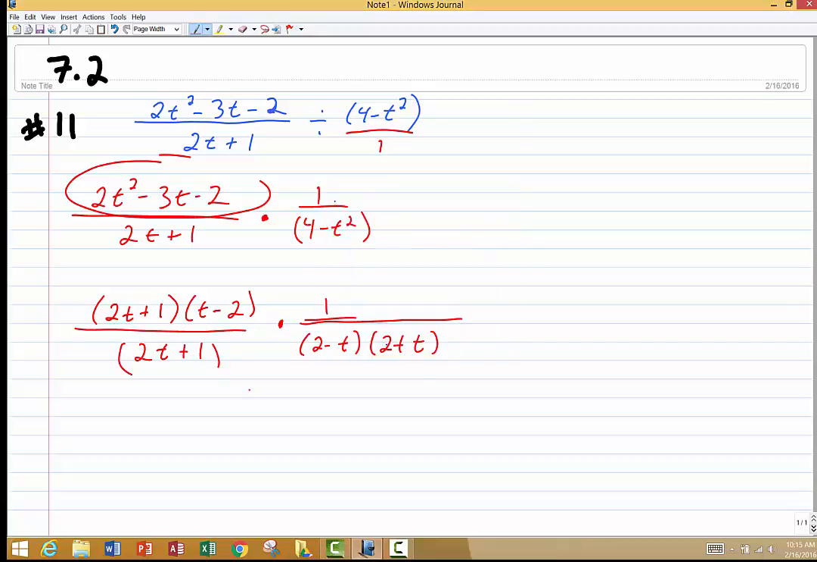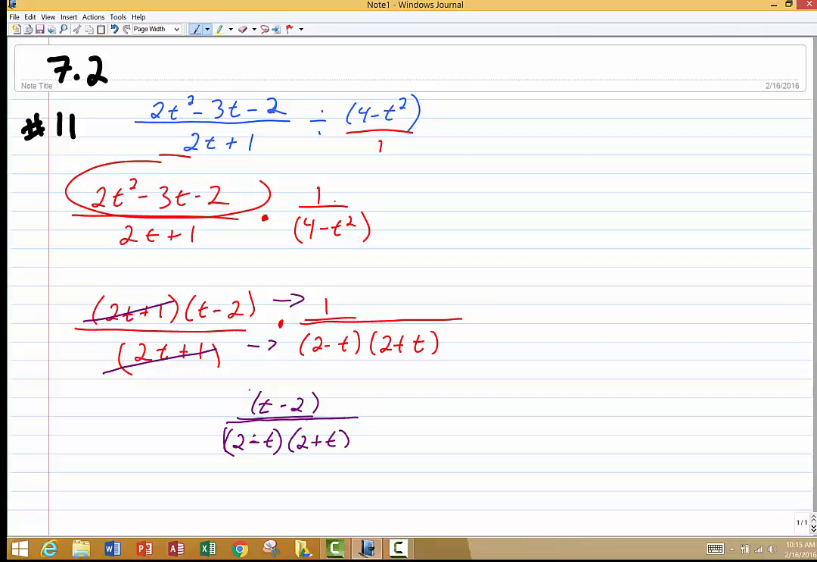So now I can cancel out that expression and that expression. Multiply across. That gives me t minus 2 over (2 minus t)(2 plus t). So the question is, do I have any other common factors? On first glance, they're not identical, so it doesn't look like I can cancel anything out.